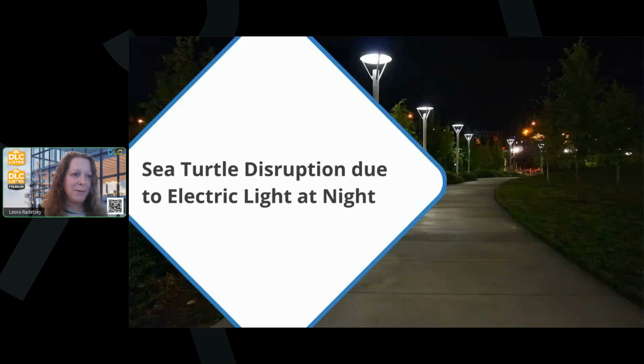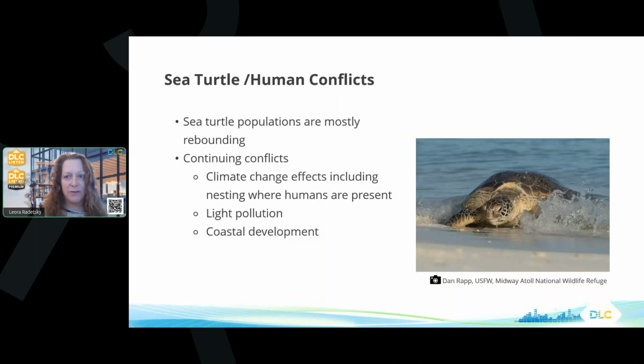All right, so let's begin by looking at how electric light at night disrupts sea turtle behavior. Thanks to conservation efforts, we are thrilled to see that many sea turtle populations across the globe are rebounding. In the US, sea turtles are protected by the Endangered Species Act. However, impacts from climate change and conflicts with human populations continue to occur. In particular, I'm going to highlight the impact that rising seas have on available nesting beaches, driving sea turtles to nest in other localities where humans are present.